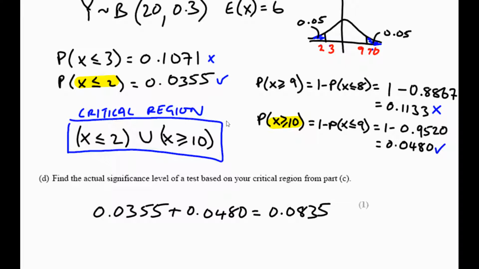But significance levels usually come as actual percentages. So what is this as a percentage? 8.35% is the significance level.